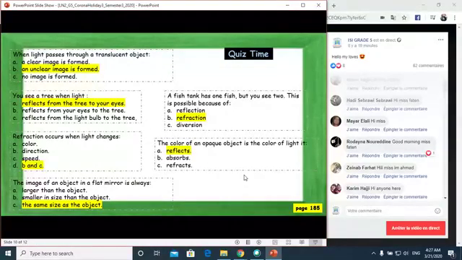The color of an opaque object is the color of light it reflects. You can see things because they reflect light, so you see the reflected light ray.